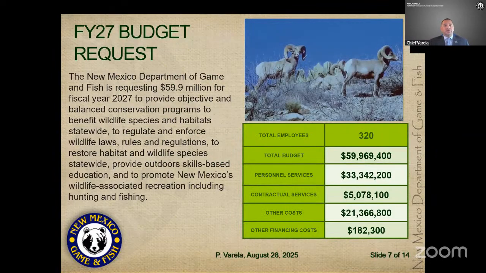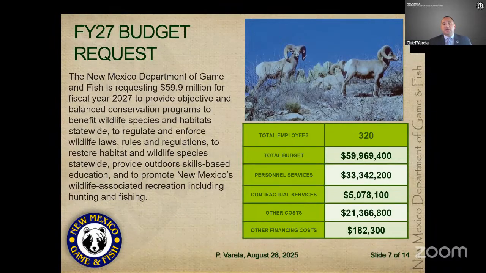So I'll get into our fiscal year 2027 budget request. The department is requesting $59.9 million, which is approximately $1.5 million higher than our fiscal year 2026 operating budget. I'd like to also mention that our department is broken up into 4 programs. Our first program is the Field Operations Program. We also have our second program, which is Conservation Services, which is our largest program. The third program is our Depredation and Nuisance Abatement Program, and the fourth is our program support.